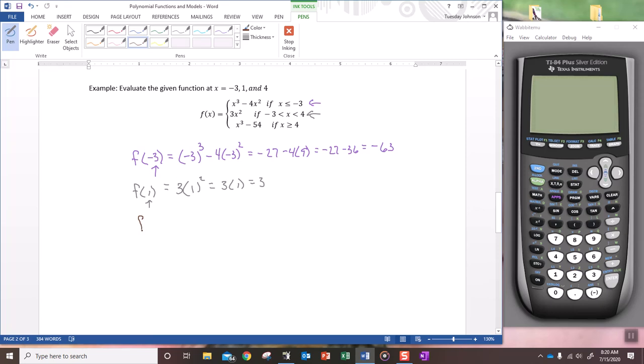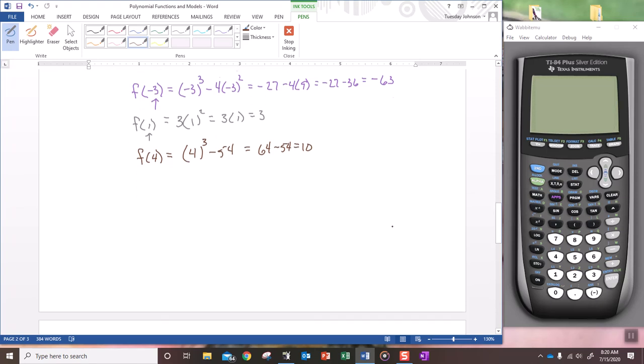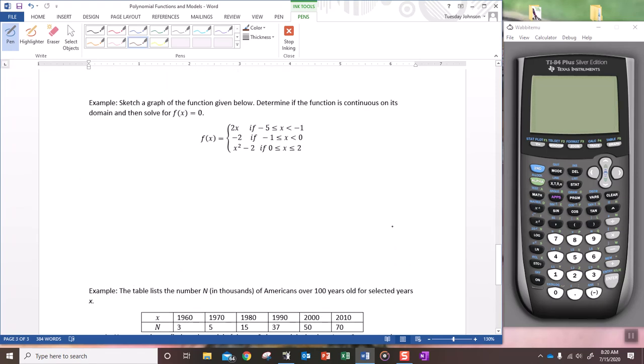Finally, if I want f of 4, is 4 less than or equal to -3? No. Is 4 between -3 and 4? No, because there's no equal to sign. 4 is greater than or equal to, in particular, it's equal to 4. So we'll use our brown piece: something cubed minus 54. 4 cubed minus 54, that's 64 minus 54, which is 10. So we can evaluate the function. The input tells us which piece of the formula we want to use. All right, so we're going to keep that in mind as we sketch this graph.